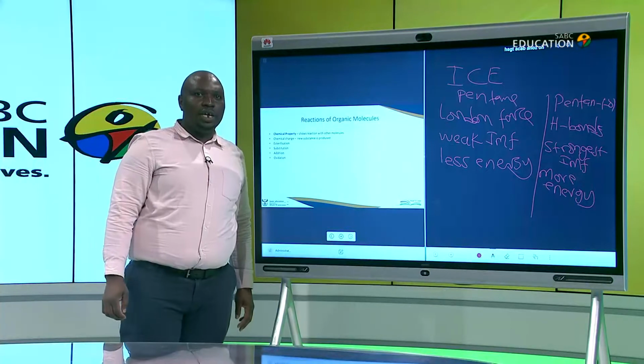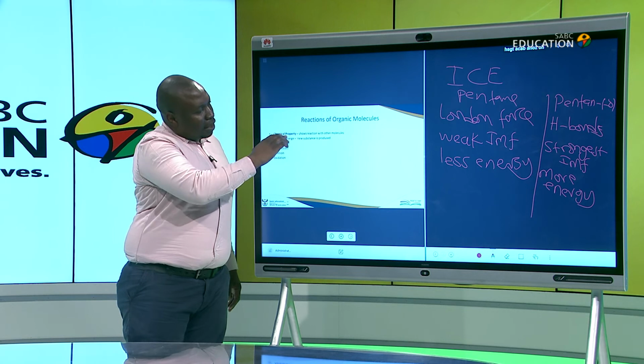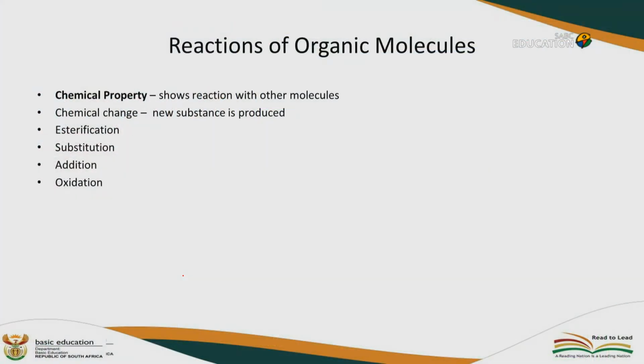For the reactions of organic molecules, what we are going to do, we are going to deal here now with chemical properties. Remember, we were dealing with the physical properties. Now, with the chemical properties, we are saying this is the reaction with other molecules. When we have that, we are saying that it is a chemical change, a new substance is produced. Remember, when you're dealing with physical properties, the molecule did not change. You remained with your water. What was changing was it was in a solid form, in a liquid form, and in a gaseous form. However, during chemical change, a new molecule is formed, which means it changes. You no longer have what you had before.